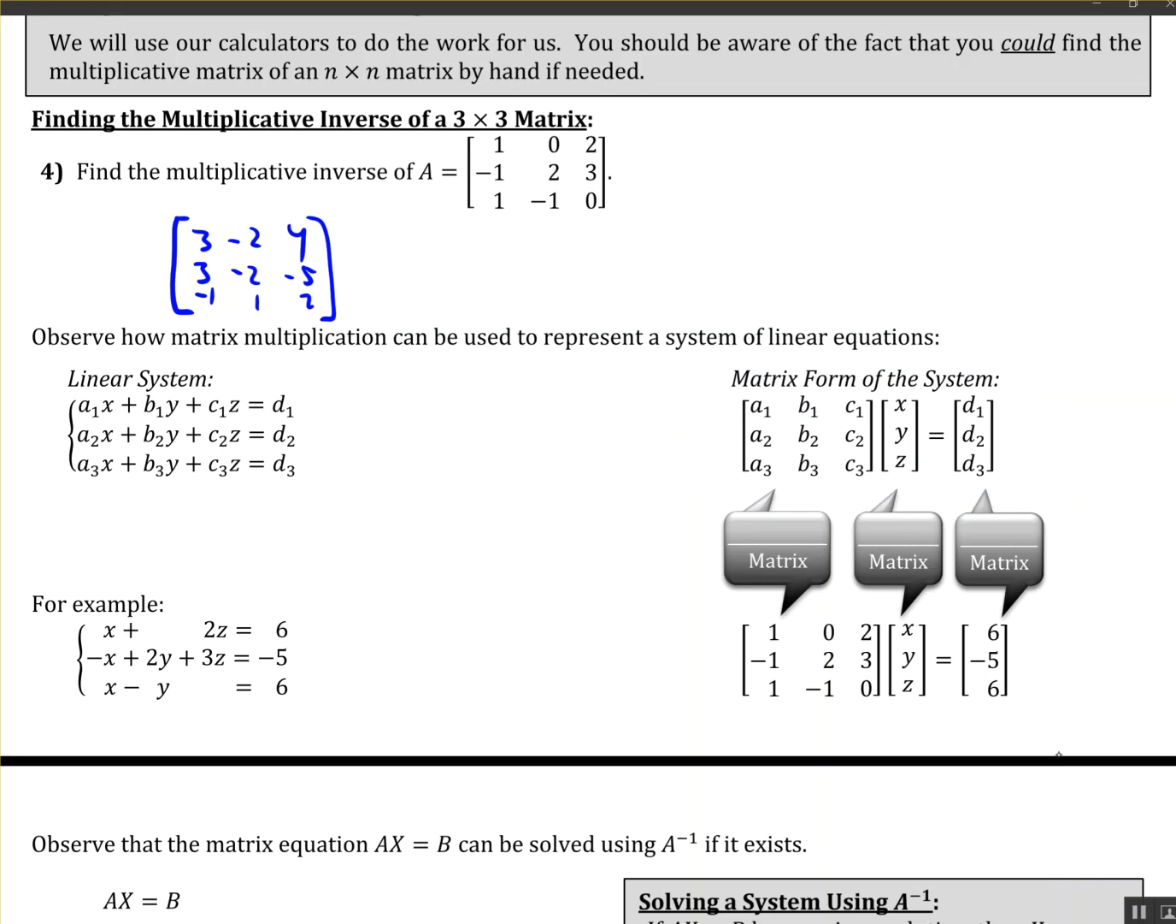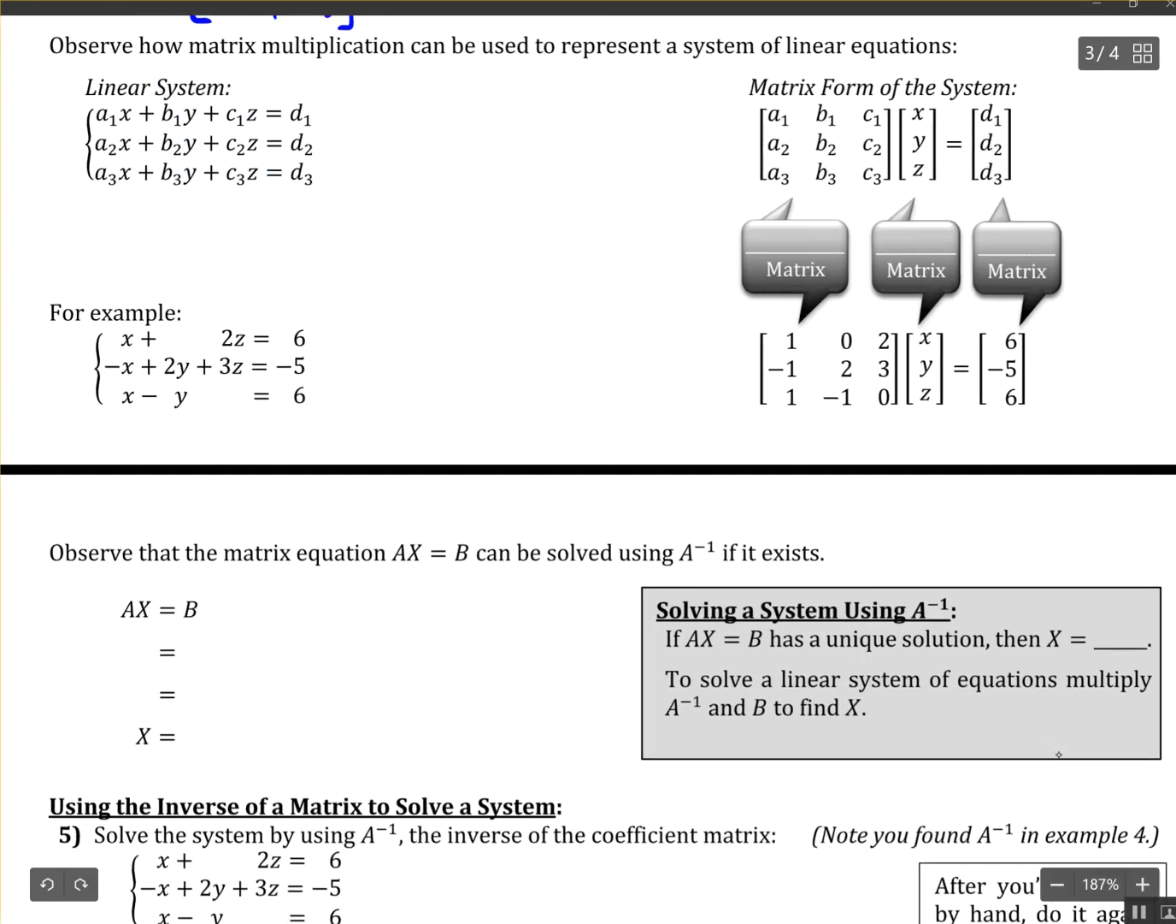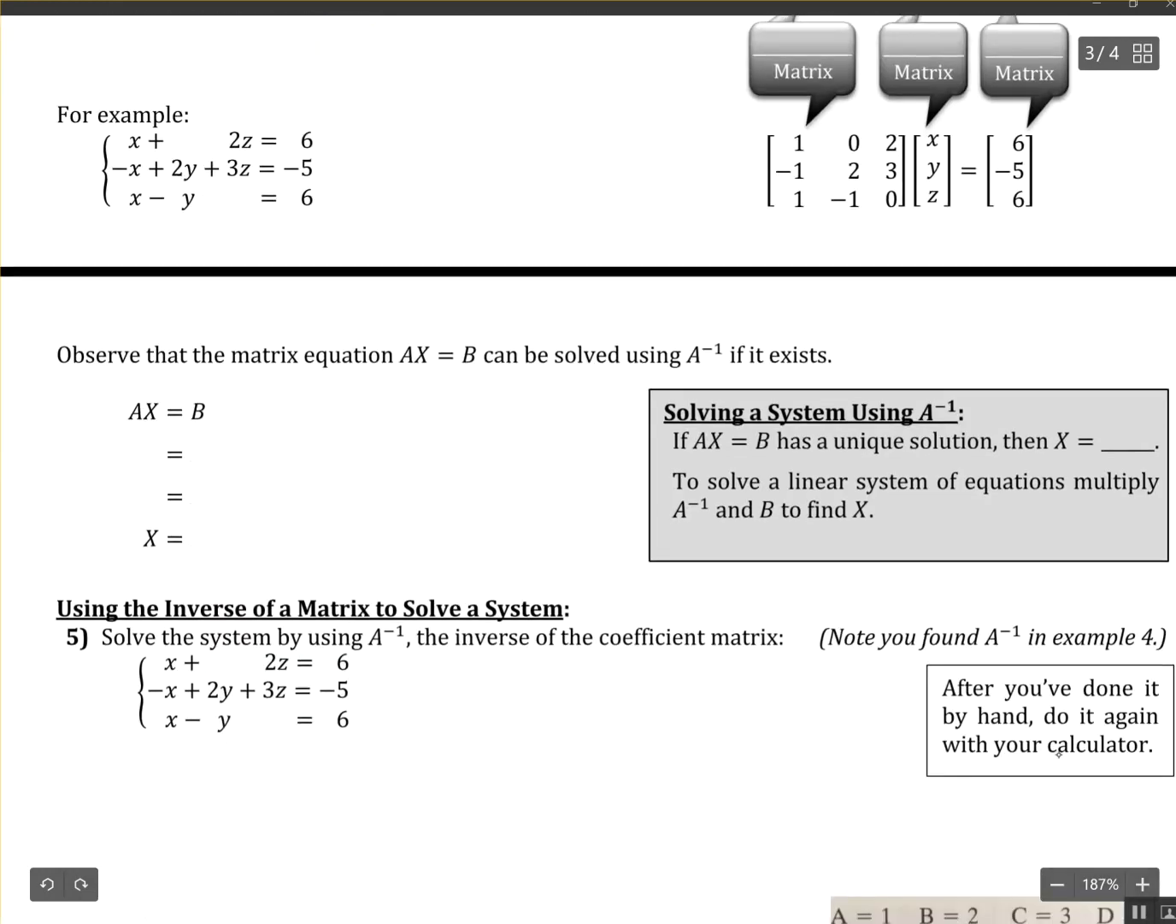So here's another example. Here I have 1x, 0y, 2z equals 6. So 1, 0, 2, and then negative 1, 2, 3, and 1, negative 1, 0. And so when I multiply those out, I should get 6, negative 5, 6. So this is just another way of solving systems of equations. It does have some benefits. Sometimes it's very handy to know this way. So let me just do an example here.